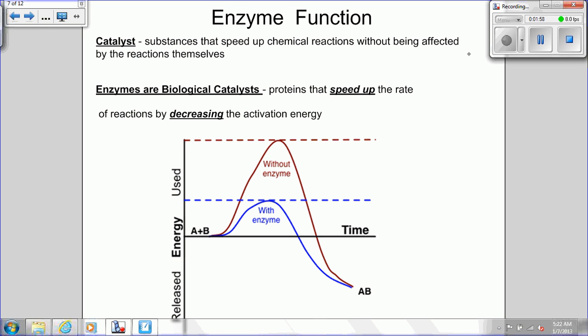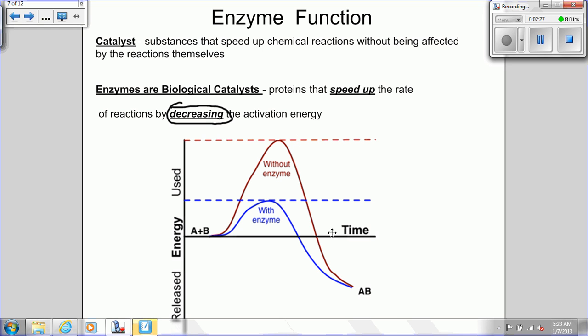Let's talk a little bit about what enzymes actually do to chemical reactions. Again, catalysts are substances that speed up chemical reactions without being affected by the reactions themselves. Enzymes are biological catalysts, basically proteins that speed up the rate of reactions by decreasing, and this is the important part, by decreasing the activation energy.